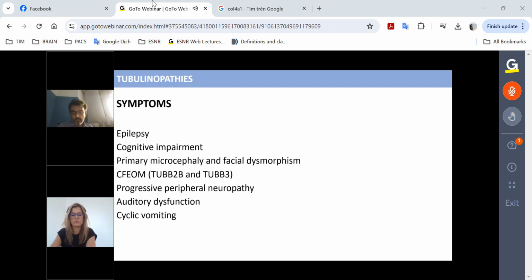Typically, the patient can have a very complex pattern of symptoms, from epilepsy, cognitive impairment for sure, abnormality of the movement of the eyes related to atrophy of nerves, so in particular in TUBB2B and TUBB3 genes, but also other conditions like auditory dysfunction, cyclic vomiting, and so on. So very complex patients with developmental delay as a main finding.